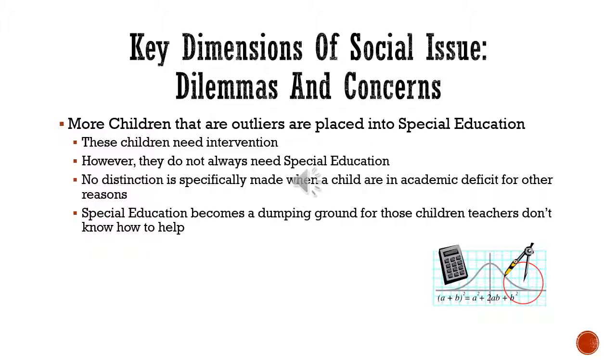No distinction is specifically made when a child has an academic deficit for other reasons that are non-academic. Special education becomes a dumping ground for those children teachers don't know how to help. On the next slide, we'll consider some specific cases.